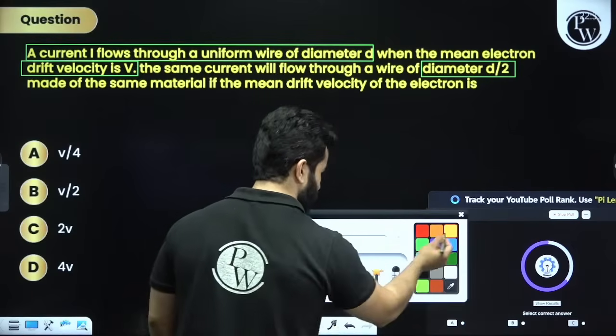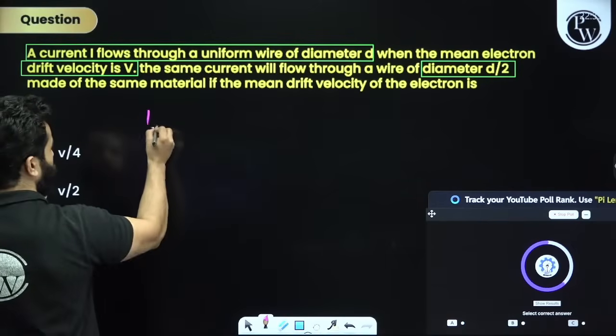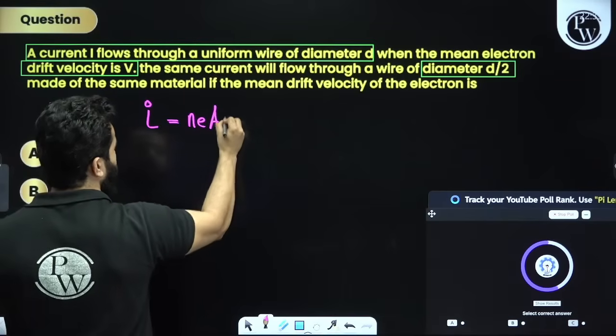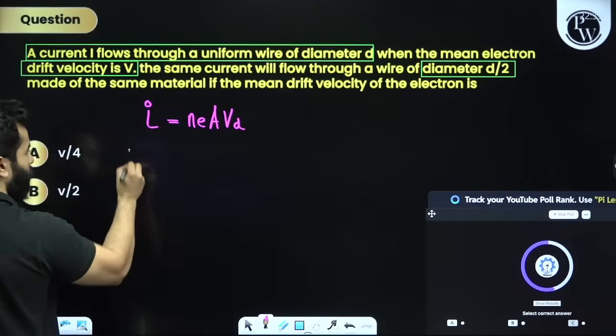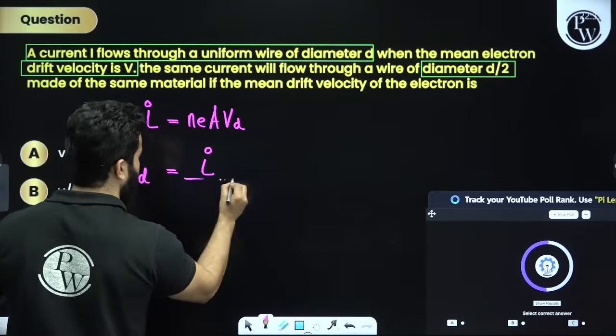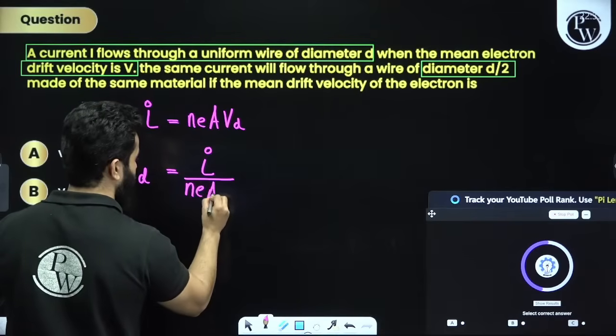The main concept is whenever they are going to talk about current, use the formula current I is equal to nEAVd. That means now you are going to write down drift velocity as current divided by nEA. That's it.